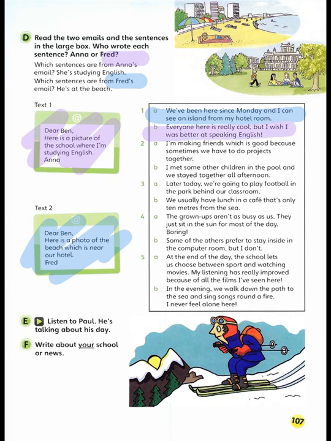Do you understand the exercise? So please continue highlighting the parts of the letter with different colors. And now at the end, someone is going to read in our class the complete letter of Anna and the complete letter of Fred. Okay? Now let's move here to exercise E. It says, listen to Paul. He's talking about his day.